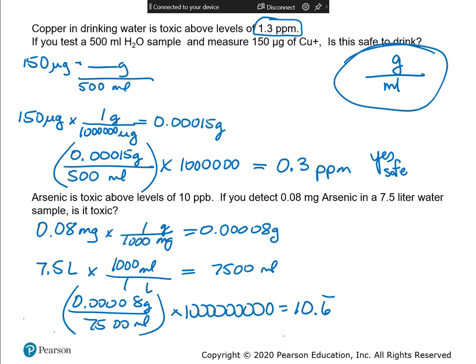So the key thing, not so much with the significant figures and rounding, but is this toxic? Why? It's above 10. Anything above the limit. So it says right here, the limit is 10. So our number is 10.6. So yes, it would be toxic. It is not safe to drink.